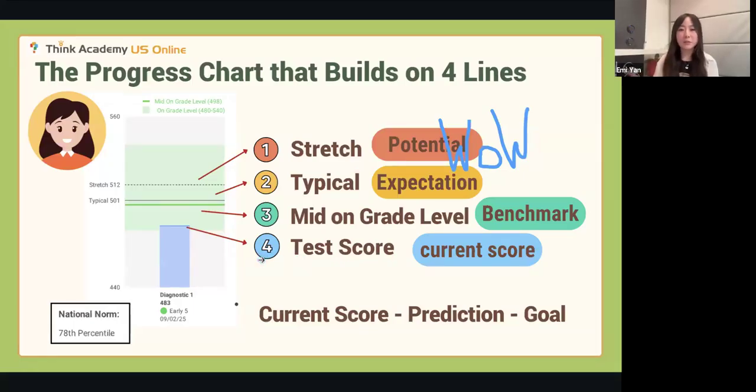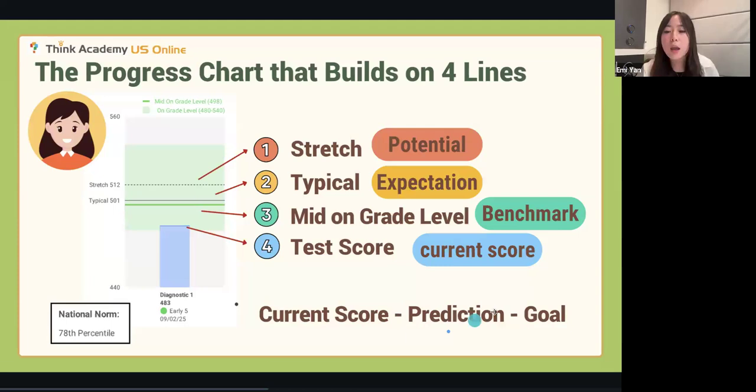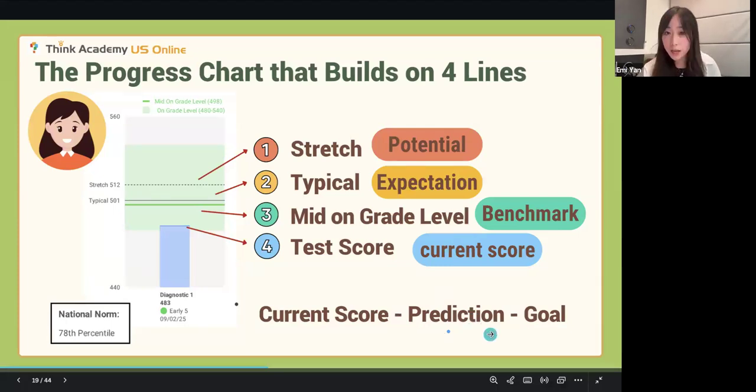All right, so that means if Emmy took the test at the beginning of the semester, I'm having a score here. It's about 440, below 500. So it's about 480 or something. So that is my test score, and that is only my current score. After I took this test at the beginning of the semester, my current score is at the blue line. And once you finish this iReady test, iReady will provide you with a prediction. And what does the prediction mean?